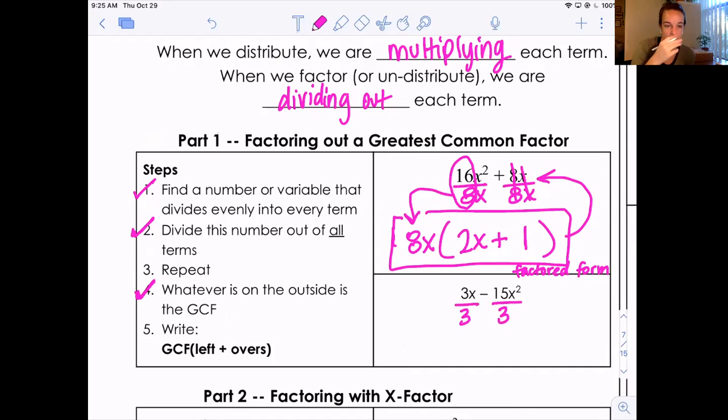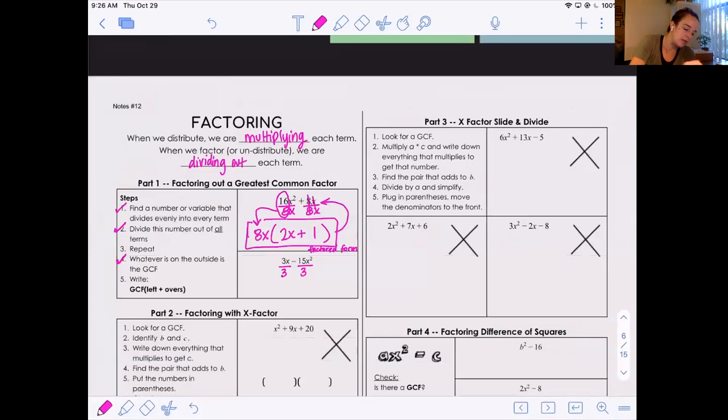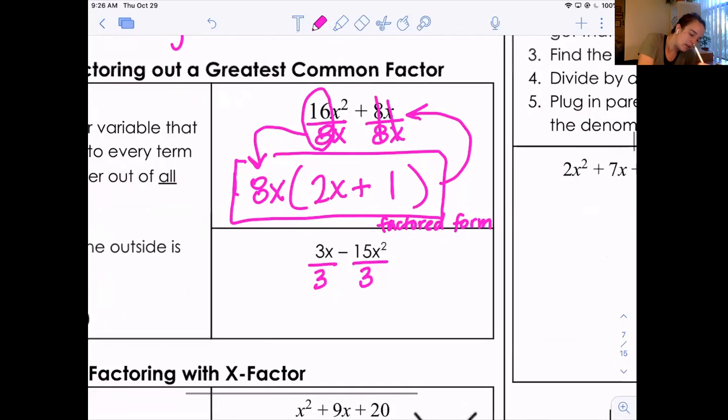What letter can we take out? Yeah, x, for sure. I can take out an x from both like that. Since there's only one x in the first term, 3x, we can't take out more than 1.